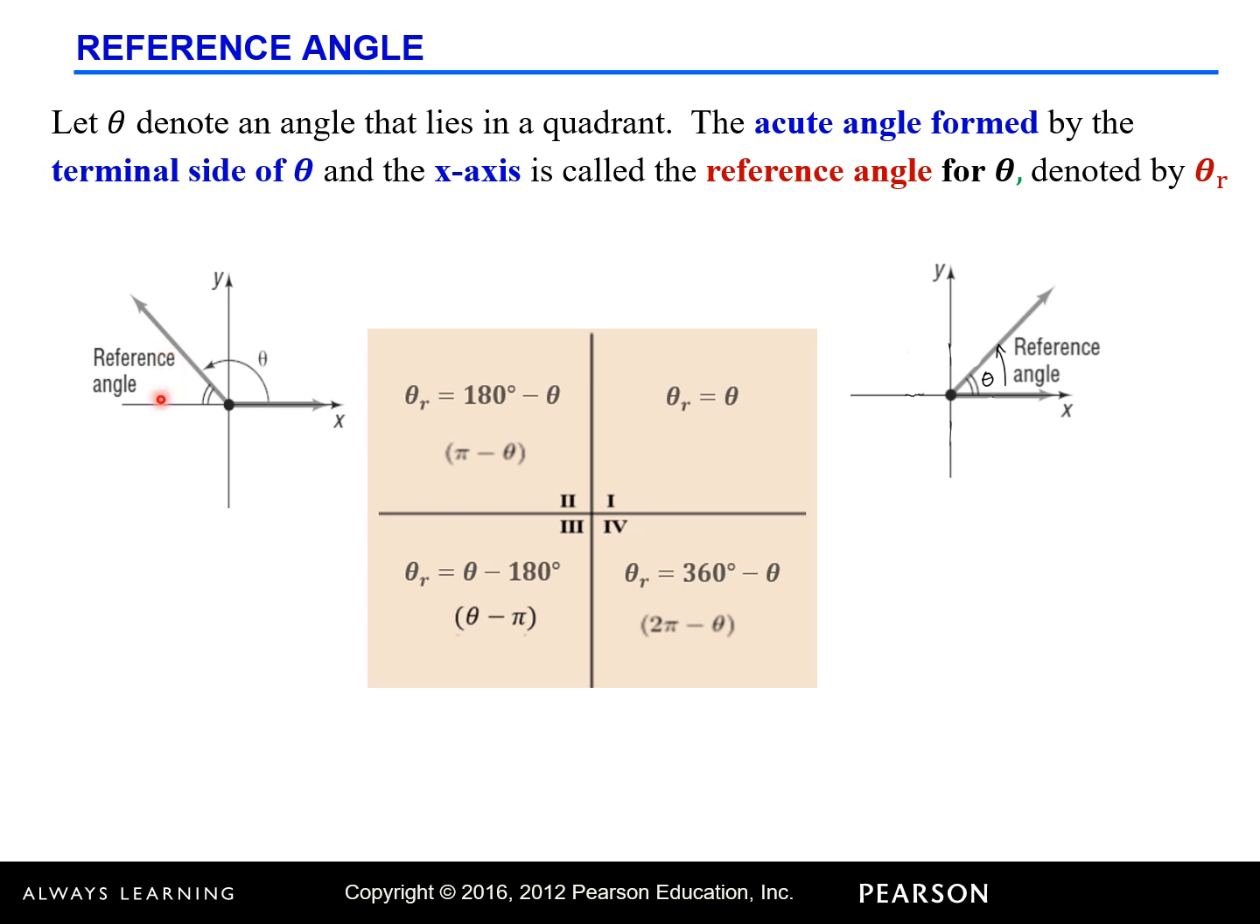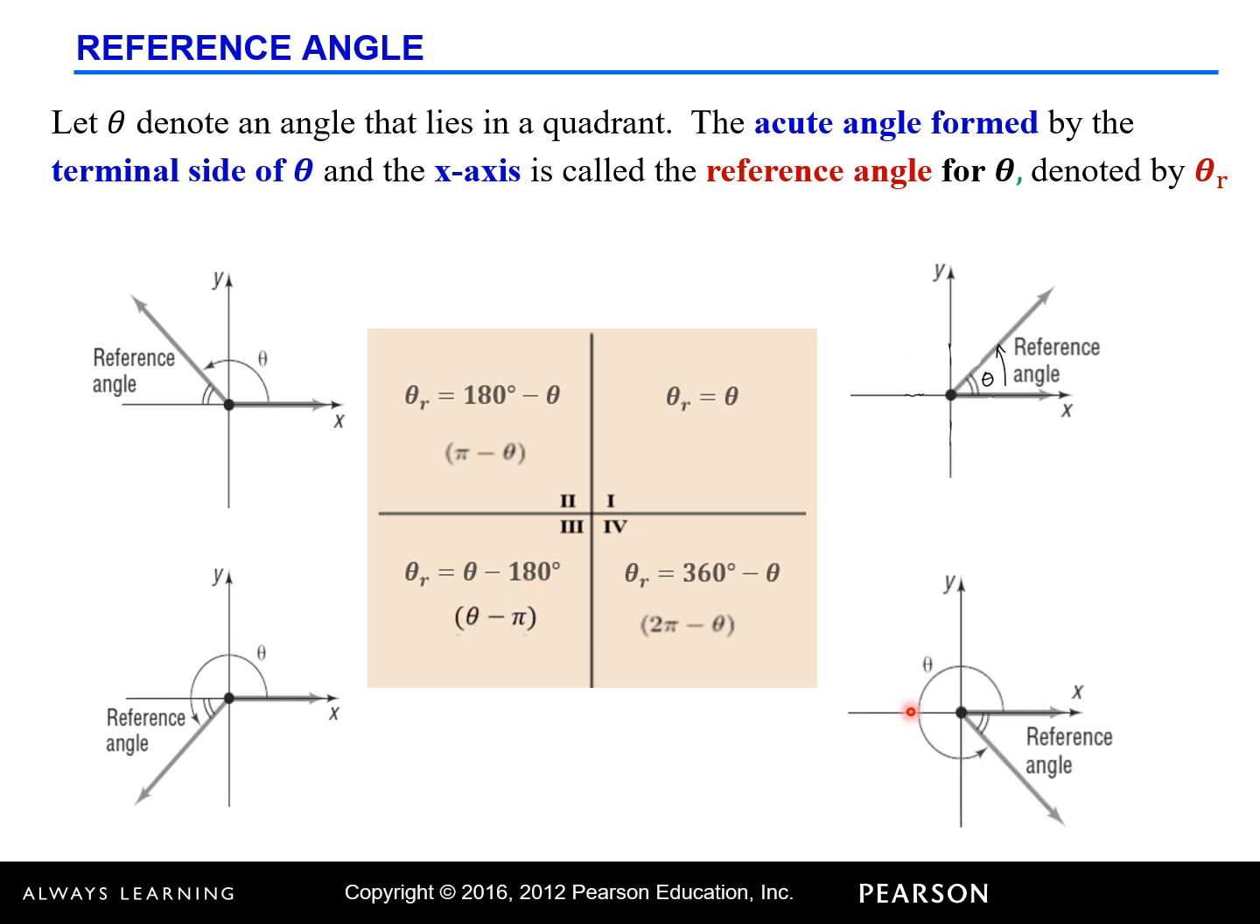It is formed by the terminal side and the x-axis, and it's always acute. This reference angle can be found by subtracting the angle theta from 180 degrees, or pi minus theta when the given angle is in radians. And when the angle lies in quadrant 3, the reference angle is the acute angle formed by the x-axis and the terminal side. And we can find that since it's more than 180, it's the angle minus 180 degrees, or theta minus pi.